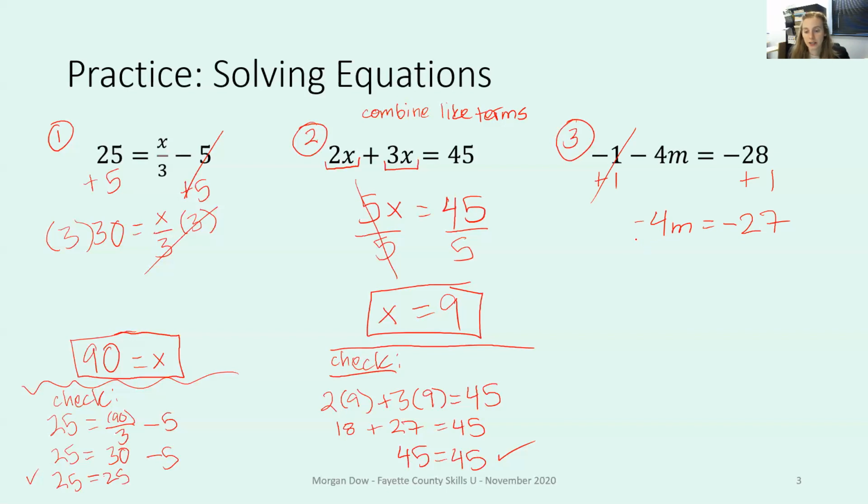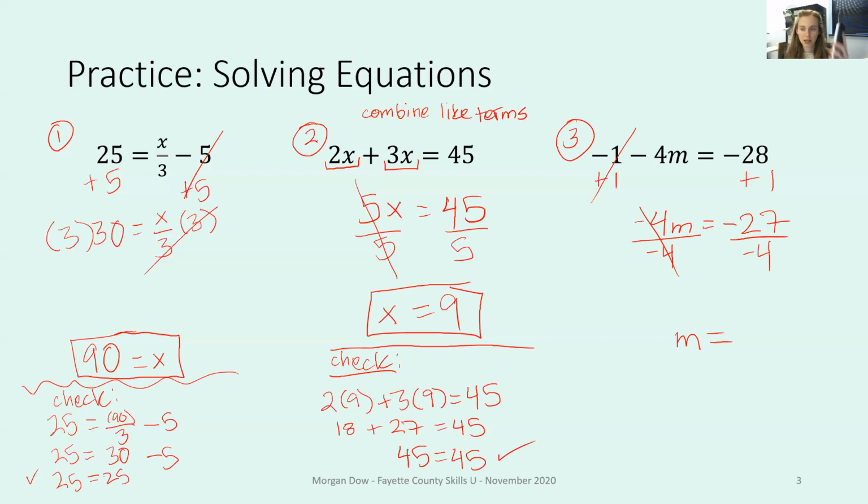Okay, and our next step here is to cancel out the multiplication by dividing by -4. Make sure you divide by -4, don't just ignore the negative sign there. Okay, so -27 divided by -4. I know that 2 negatives make a positive, so I know my answer is going to be positive, but 4 doesn't go into 27 evenly. I know it's going to be some kind of a decimal answer.